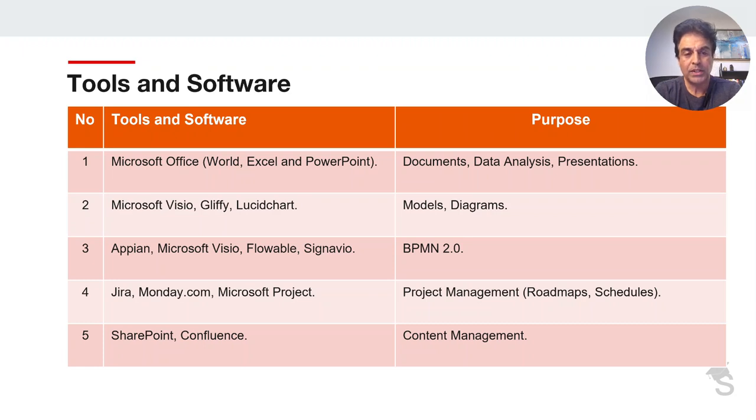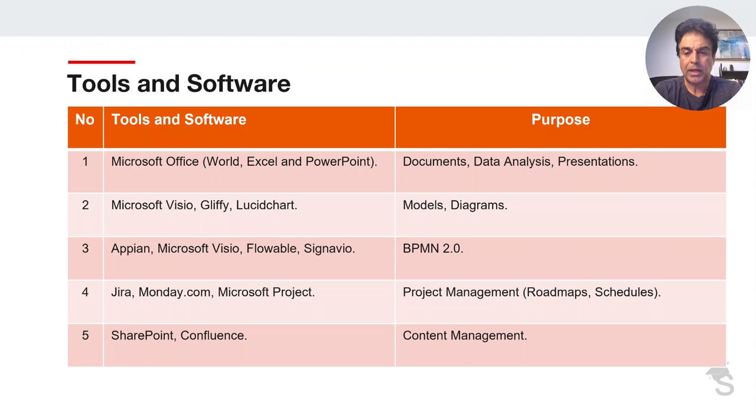Next is Microsoft Visio, Gliffy, Lucidchart. These are good modeling tools. You can use them to create process models, whether as-is or to-be. Third one is the list of BPMN tools, which can be ARIS. Microsoft Visio also supports BPMN, but you will have to have an extension. Flowable, Signavio, you can use any of these. Now, these are just some of the software. There are many more which you can use for BPMN.